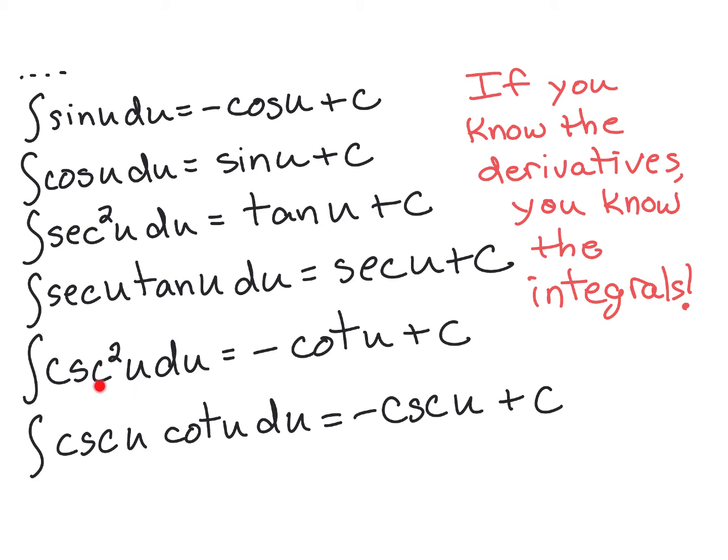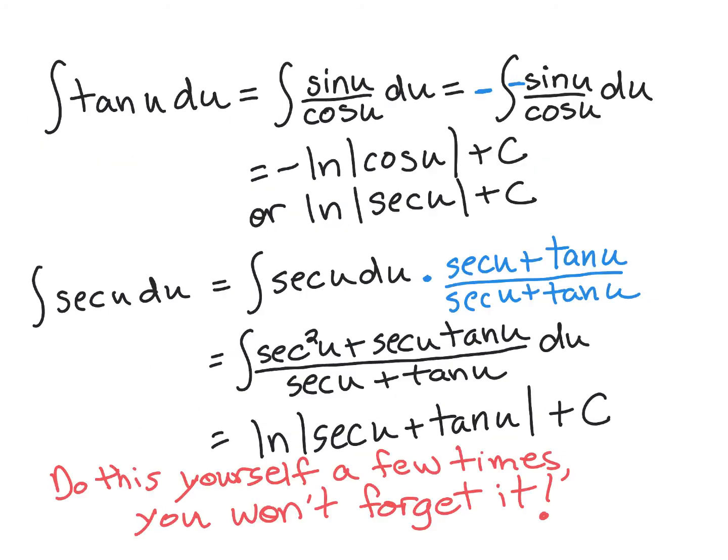Cosecant squared, you're missing a minus sign, so you adjust. Also, got to make sure your du is perfect. Cosecant cotangent is the derivative of cosecant, but you need a minus sign. If you know the derivatives of your trig functions, then you will know all of these integrals. A few more quick reminders.